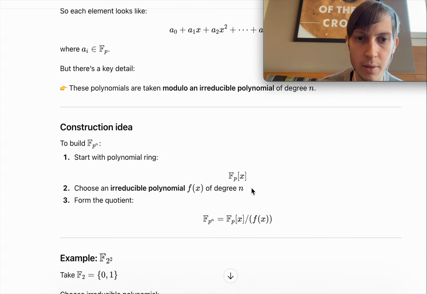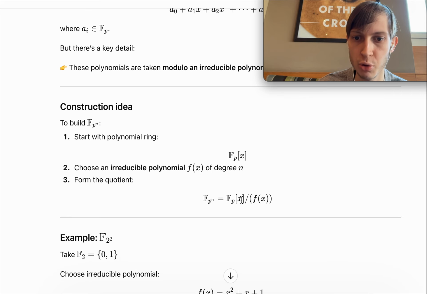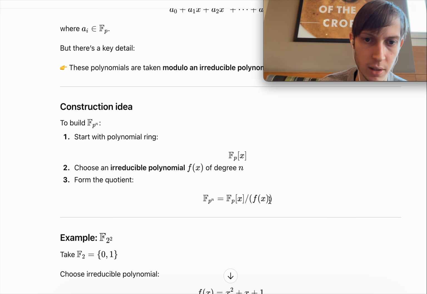And then we have an introduction to the construction idea. This is an interesting construction. For F sub p to the n, we start with the polynomial ring F sub p of x, and then we choose an irreducible polynomial f of x of degree n and form the quotient. It's like with quotient groups, the same notation with a slash here. Then we basically construct this thing.